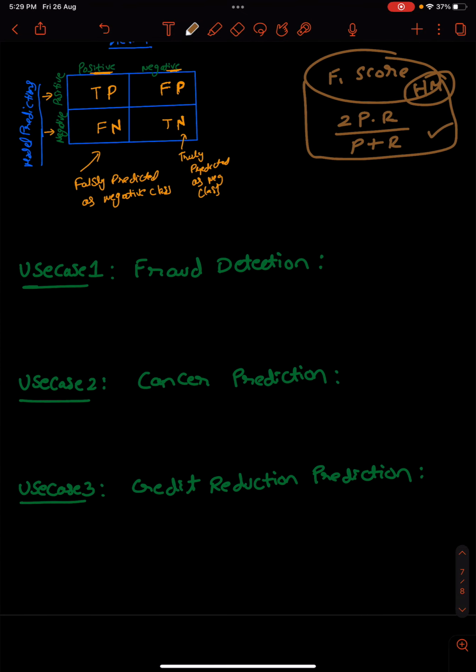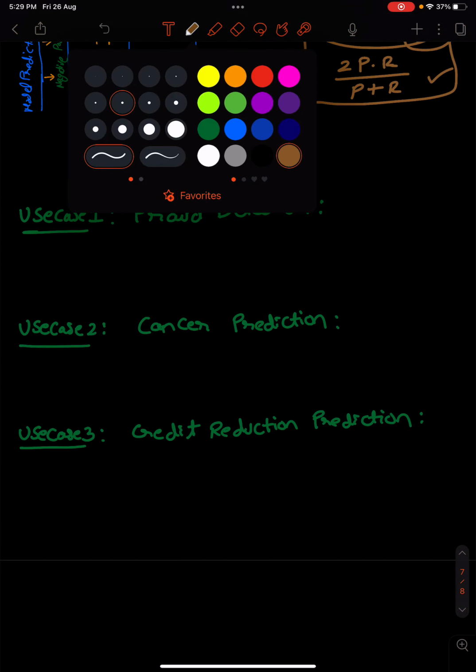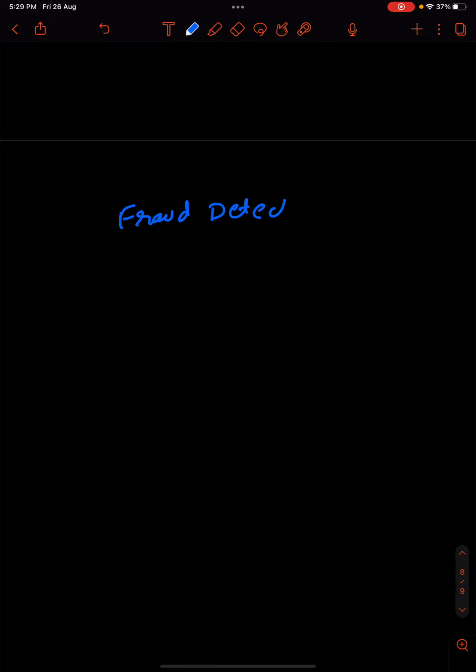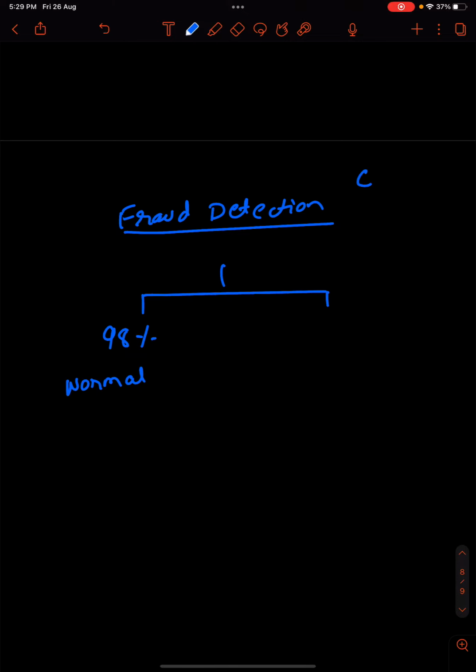Okay, right? So now let's take each of these use cases and try to see which metric would be relevant. So let's take the first one, fraud detection. Let's take an example for this. Let's say the number of records I have for normal transactions, and this is for credit card transactions.